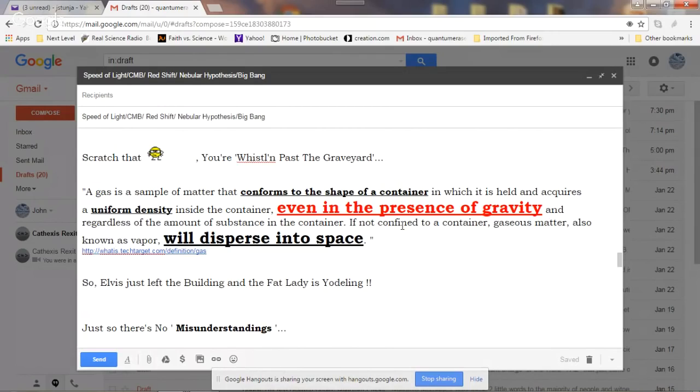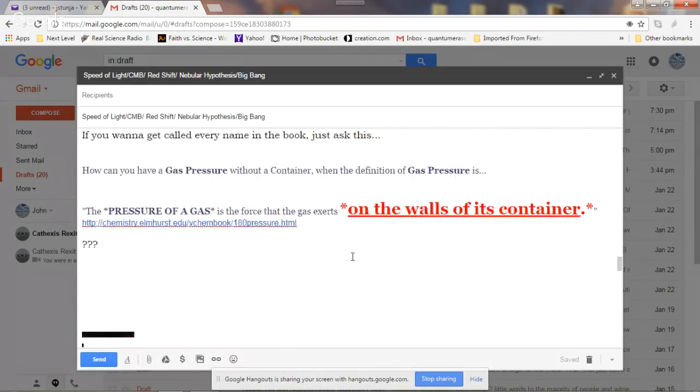Because how do you have pressure without a container? If you look at the definition, which you just showed, of air pressure, it says the physical force exerted on or against an object by something in contact with it. But specifically, it says the pressure of a gas is the force that the gas exerts on the walls of its container. So what wall are we talking about when we're talking about the atmosphere of Earth? It's just something to think about.